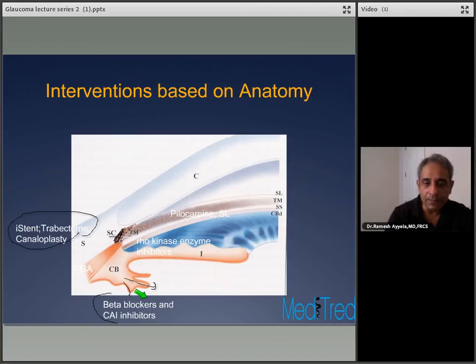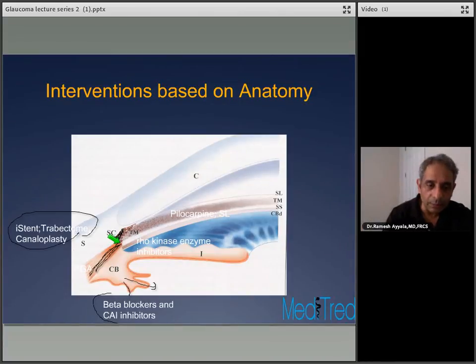If you come to the level of the trabecular meshwork itself, I remember I mentioned the scleral spur and the fact that the longitudinal muscle fibers of the ciliary body are attached to the scleral spur, and the trabecular meshwork is also attached to the scleral spur. So when you contract the longitudinal muscle fibers of the ciliary body, which is what pilocarpine does, then you can open up the trabecular meshwork and increase the aqueous outflow and decrease the intraocular pressure.